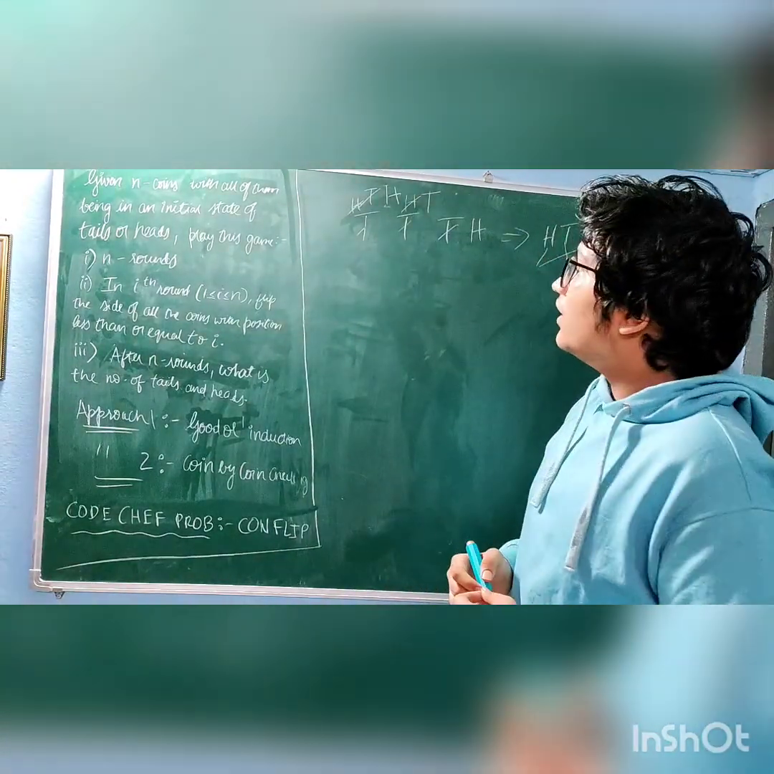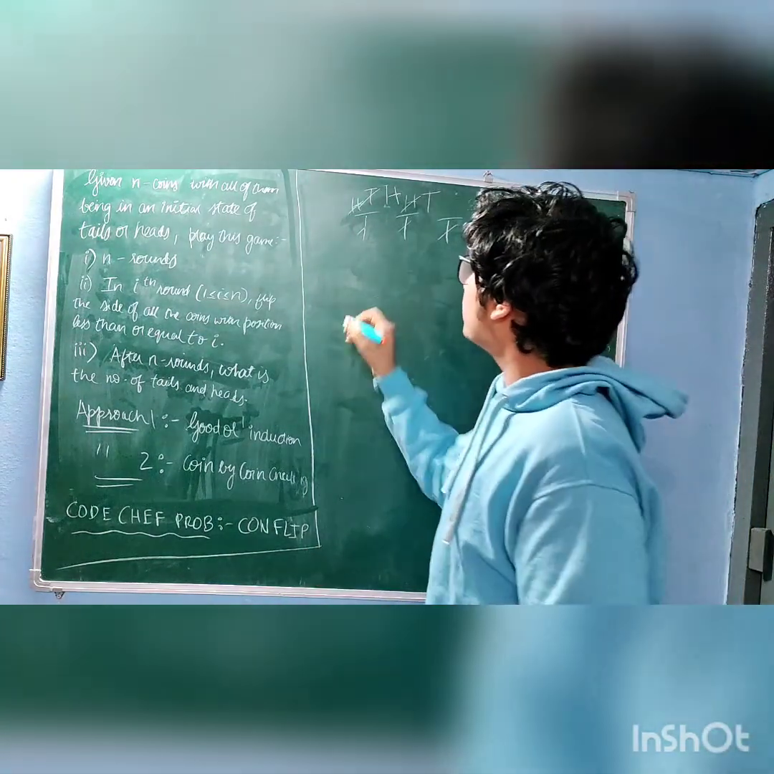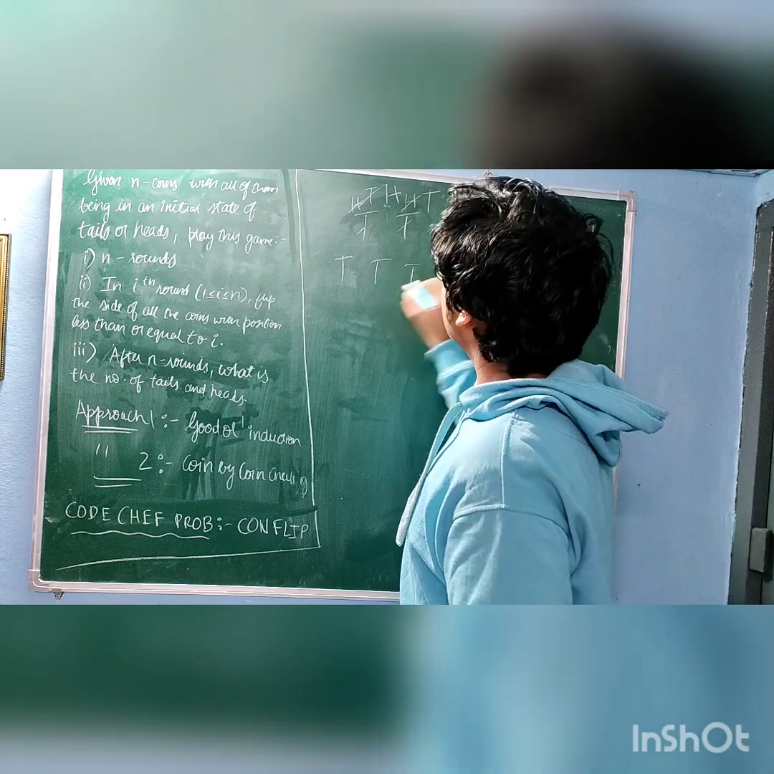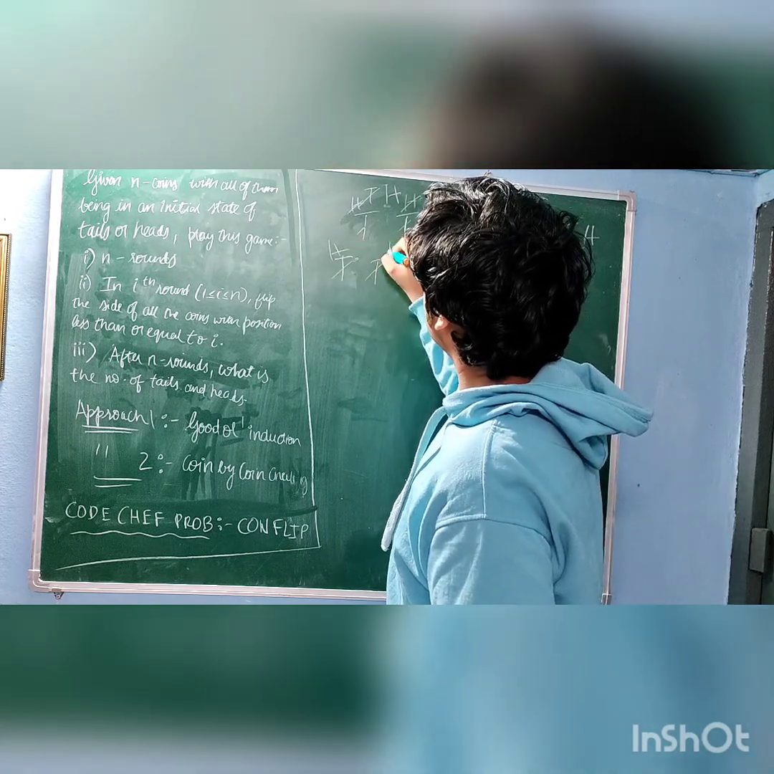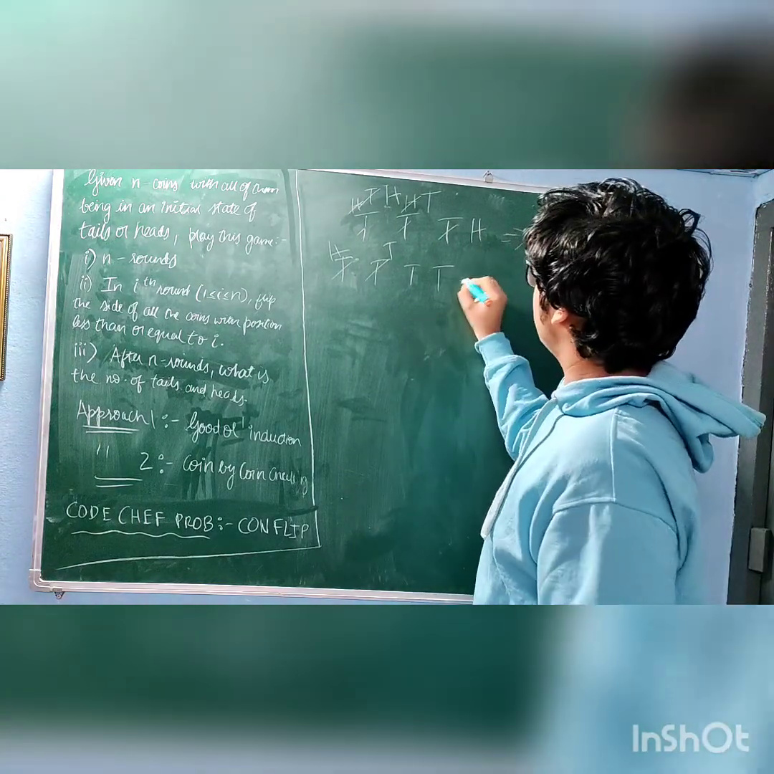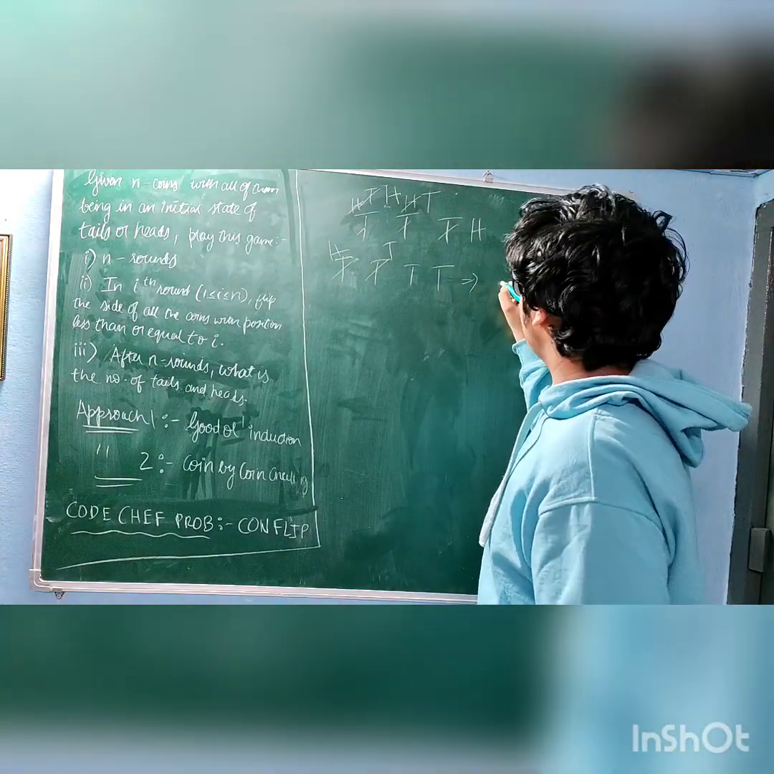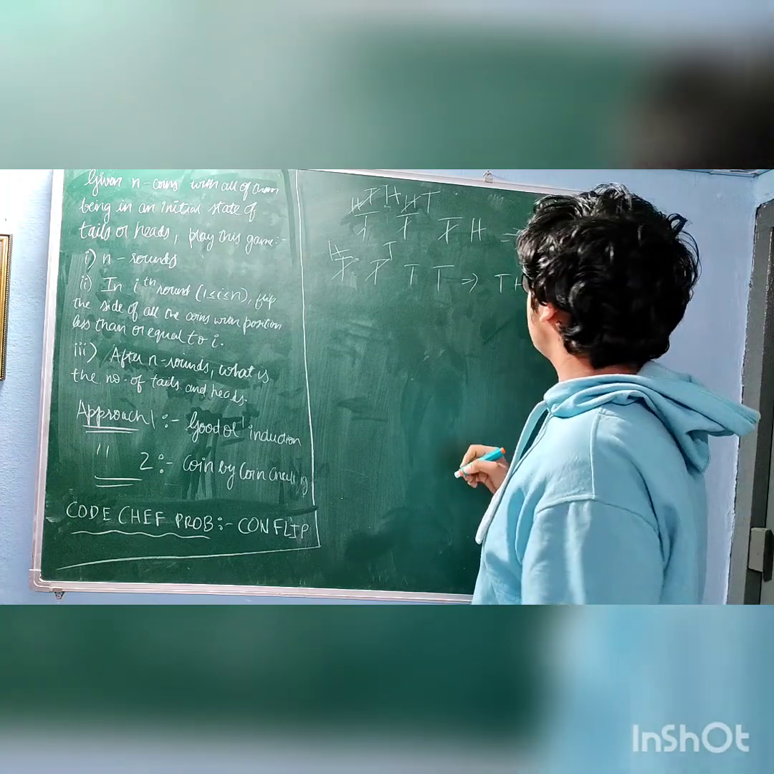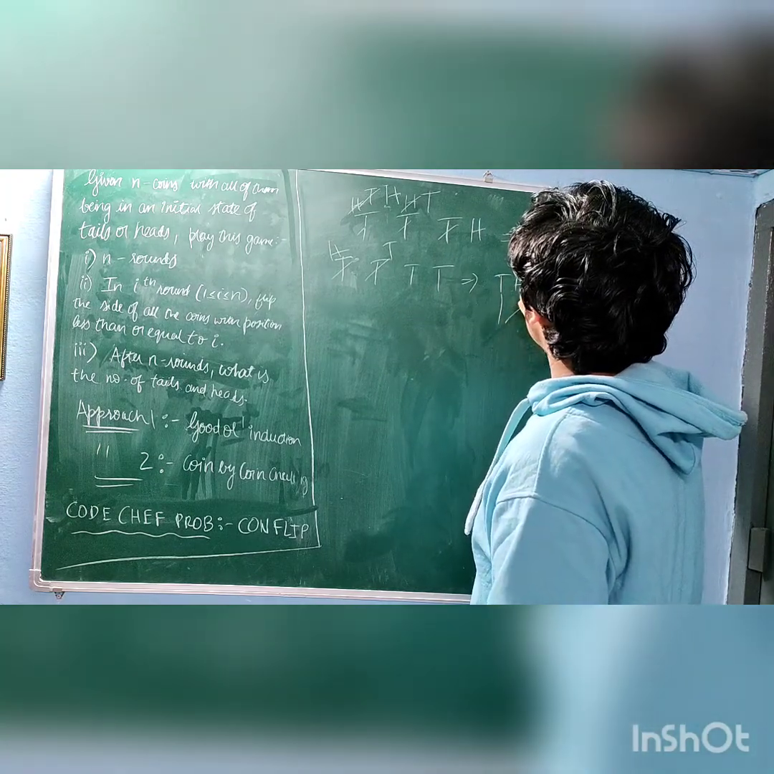Now let's take an even number of coins case. Suppose we have 4 tails. We do the same thing. Actually, I'll let you do this. It's a pretty simple iteration to do. The resultant is tails, heads, tails, heads. Now we can see there are 2 tails and 2 heads.